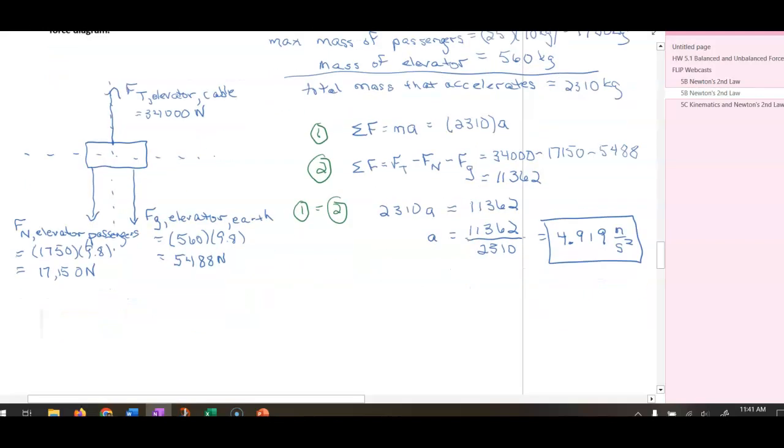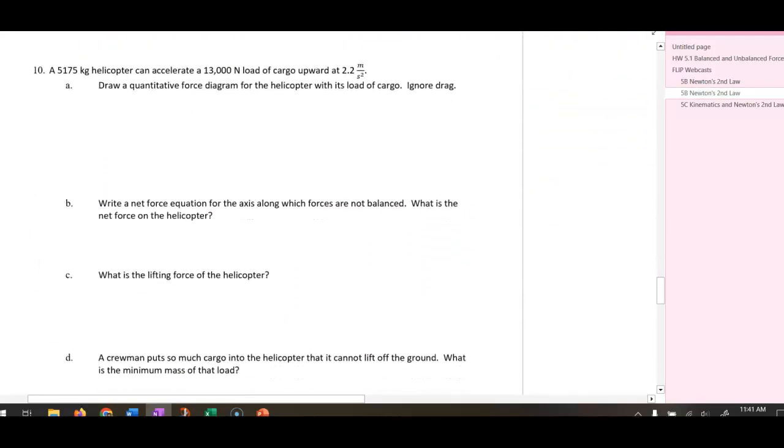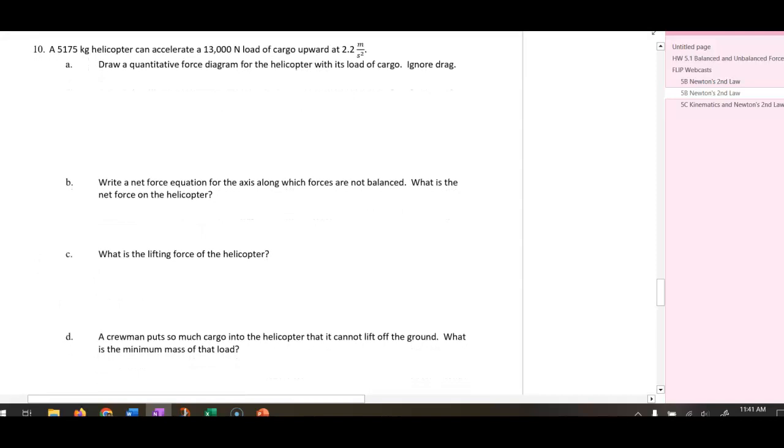Okay, let's go on to number 10. This is about a helicopter. This is an interesting problem. It tells me that a helicopter that has a mass of 5,175 kilograms can accelerate a 13,000 Newton load of cargo upward at 2.2 meters per second squared.